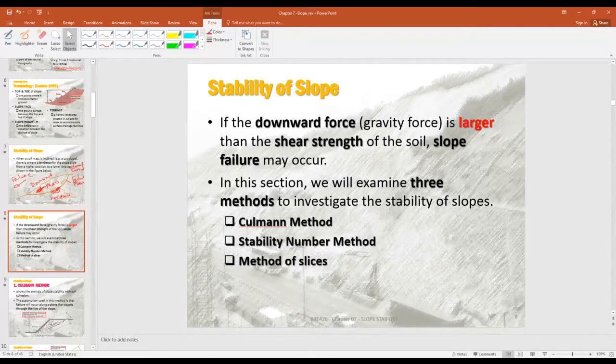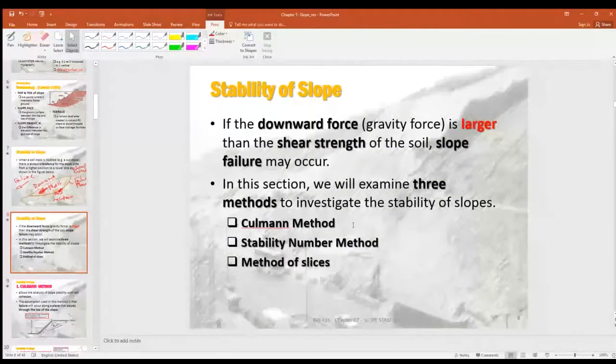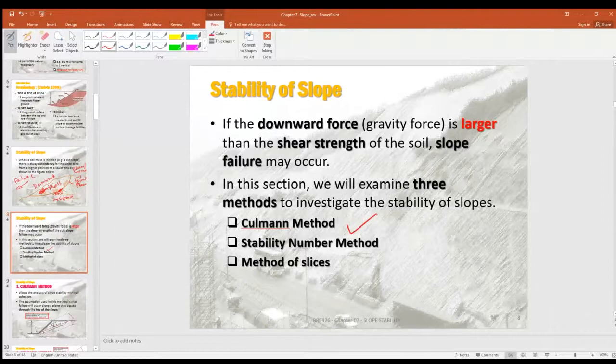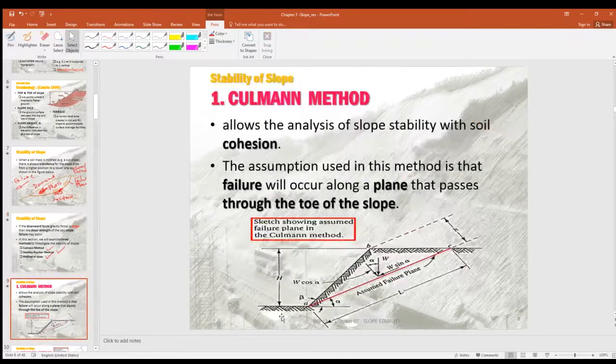We can analyze the stability of a slope by three methods. The first one is the Culmann method, the second is the stability number method, and the third is the method of slices. In the Culmann method, we assume there will be a plane, a very flat and smooth plane, as the failure surface. In other words, this triangular piece of soil mass will be sliding downwards against this failure plane.